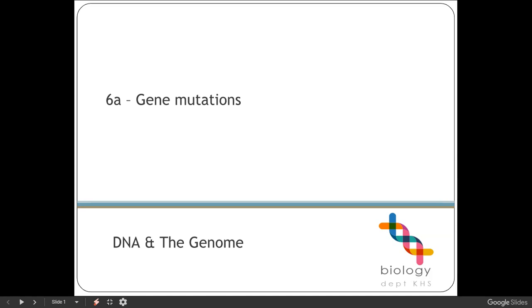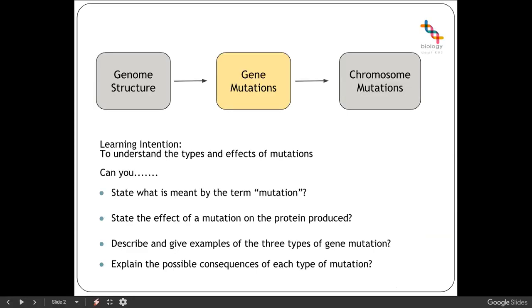In this one we're going to be looking at gene mutations. So up until now we've just been looking at genome structure and the fact that the genome is made up of both coding and non-coding regions. And what we're going to look at today is mutations in the genome, what happens when these occur on a single gene, and then we're going to go on to look at chromosome mutations, so what happens when a mutation occurs on a whole entire chromosome.